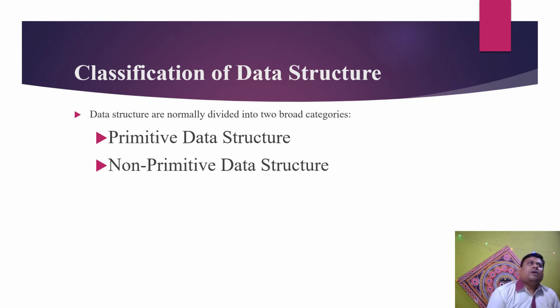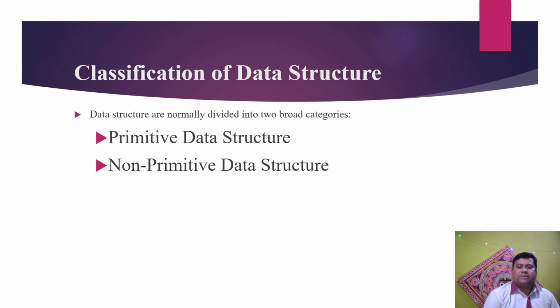First of all, the classification of data structures. Basically, the data structure is divided into two types or two categories. One is the primitive data structure and the other is the non-primitive data structure. So what is the primitive data structure?